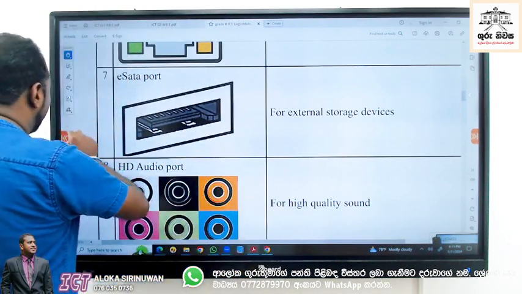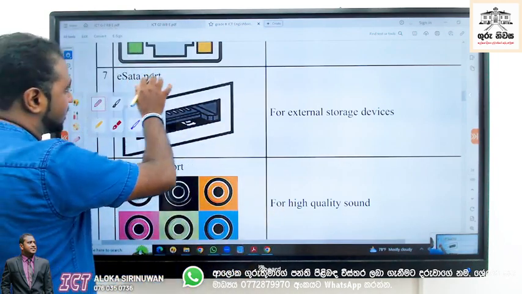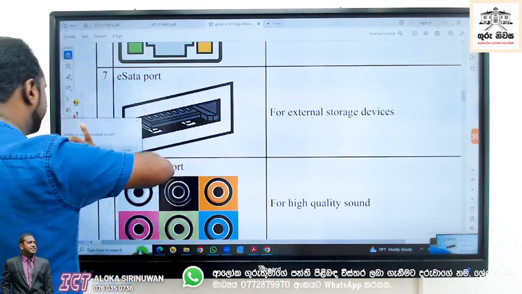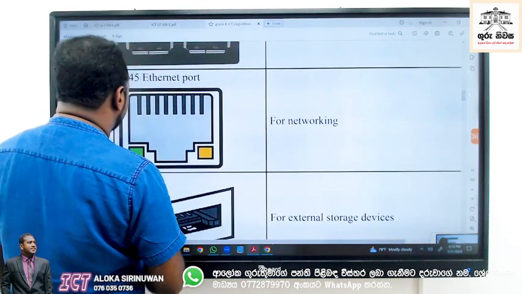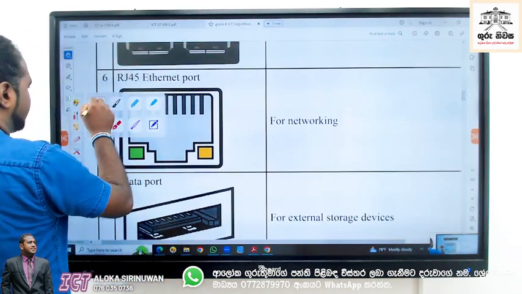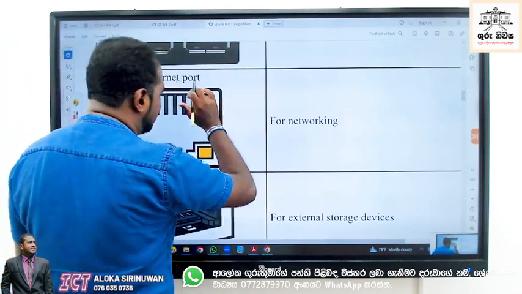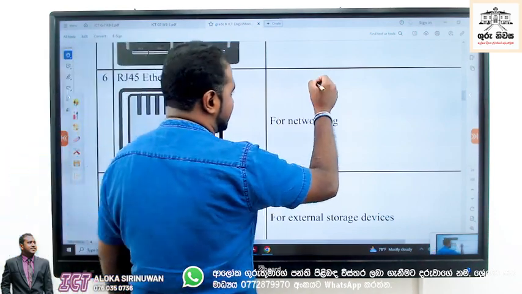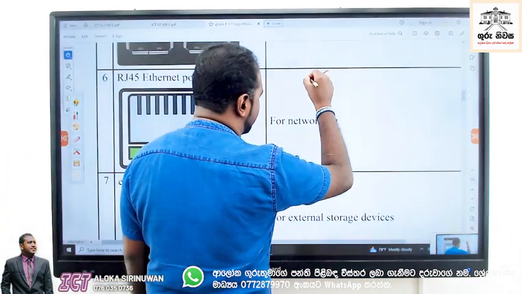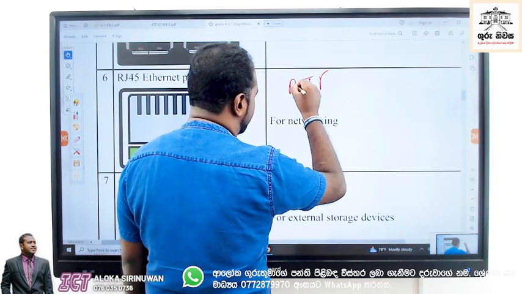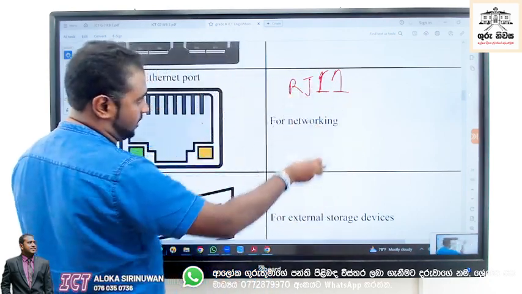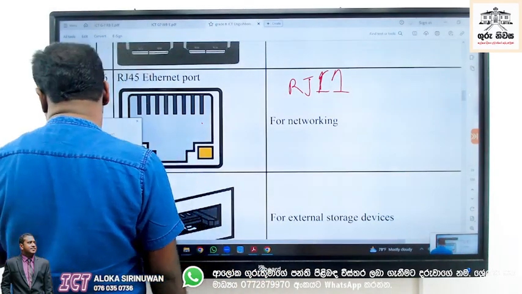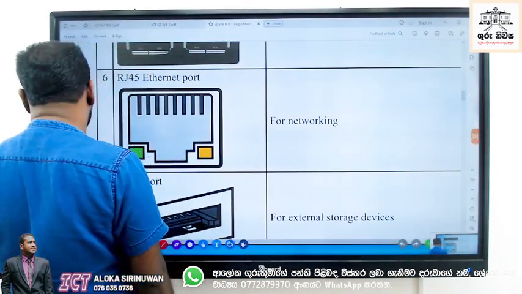So what are these RJ45 ports used for? Networking purposes, right? But there is another version of it. Actually a little brother of the RJ45. That port is known as RJ11. Right? RJ11 is the smaller port.